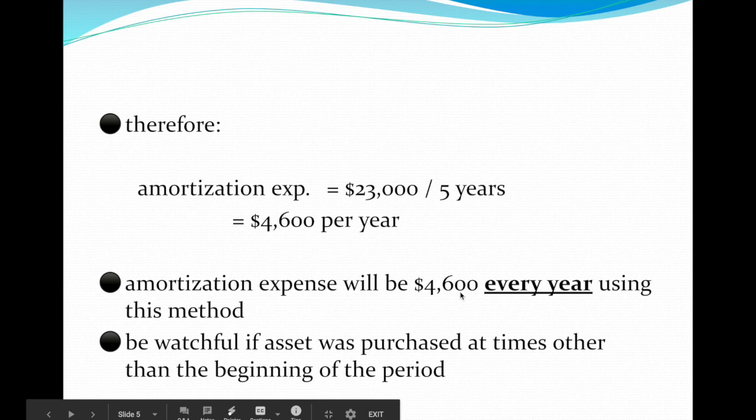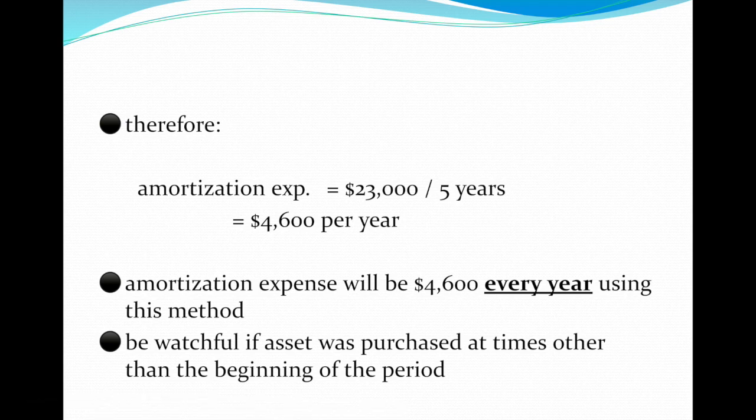If, let's say, you bought it halfway through the year, then the amount of time that will pass over the course of that year is only 6 months. So this is the annual amortization rate. So every year it will be $4,600. But in the case where you bought the asset halfway through the year, the expense would actually be half of this. So it would be $4,600 multiplied by the fraction of the period that's remaining after you bought it.